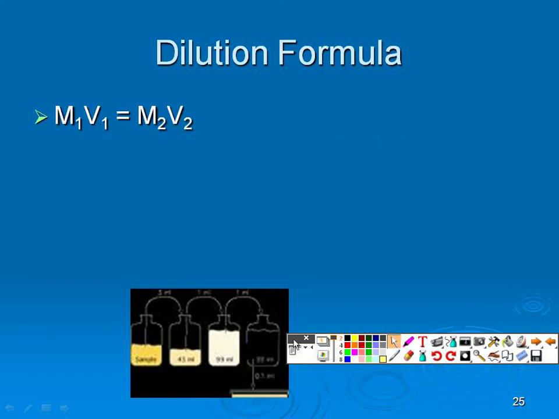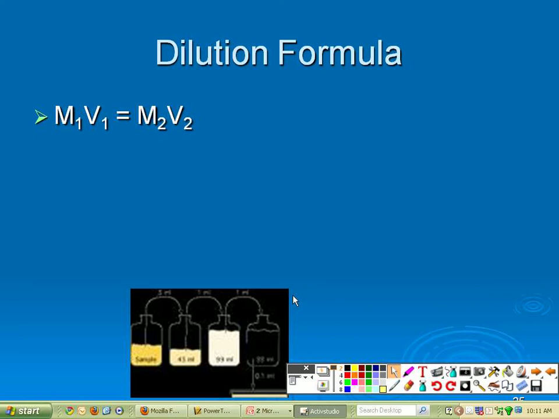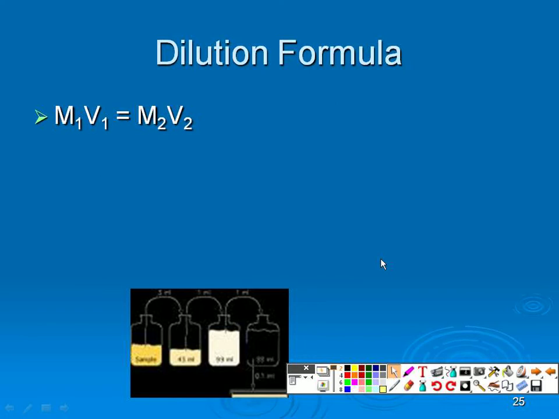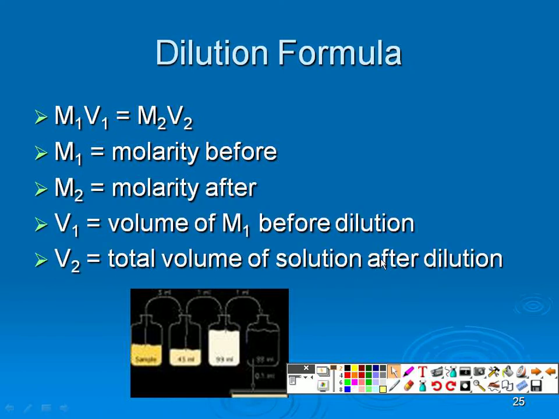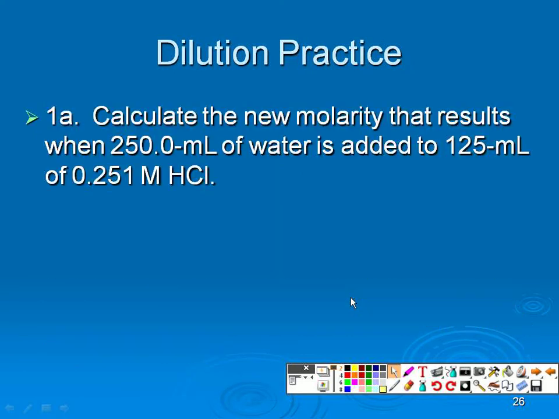So the dilution formula, M1V1 = M2V2: molarity 1 times volume 1 is the same as molarity 2 times volume 2. That means the moles are the same before as they were after. Just the volume changes, which changes the molarity. So molarity 1 is before, molarity 2 is after, volume 1 is before dilution, volume 2 is the total volume of solution after dilution. Let's do a dilution practice.